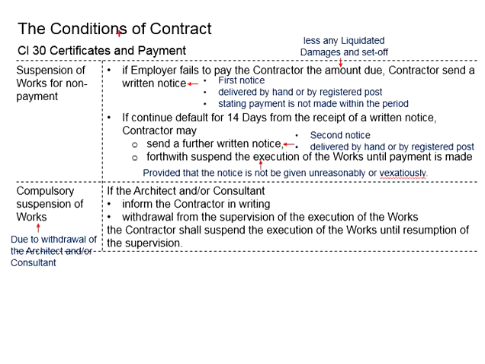The second case will be when the professionals, who are the architects or the consultants, withdraw from supervising the project. Without these people, by right the contractor cannot proceed with the work. Therefore, this will be a compulsory suspension of the work.